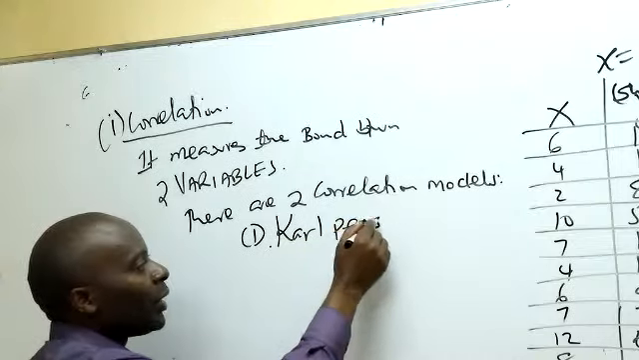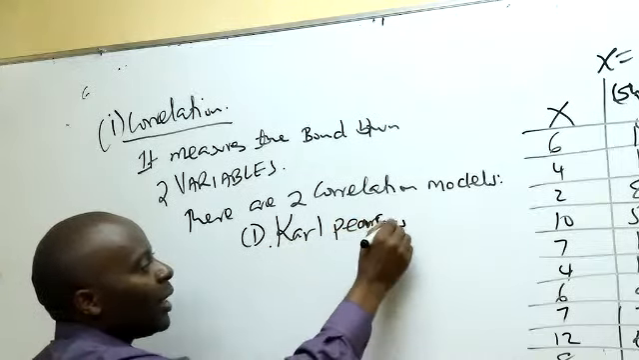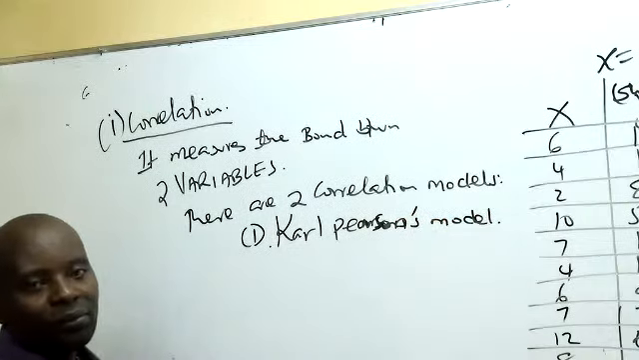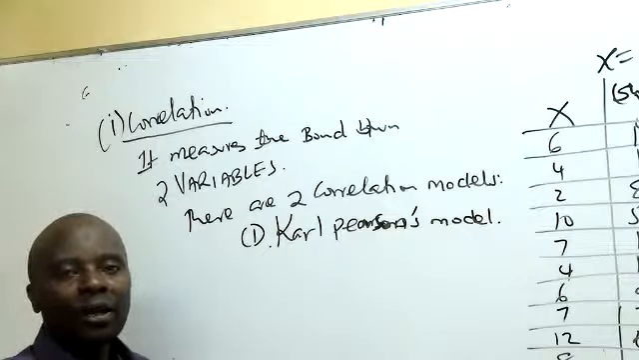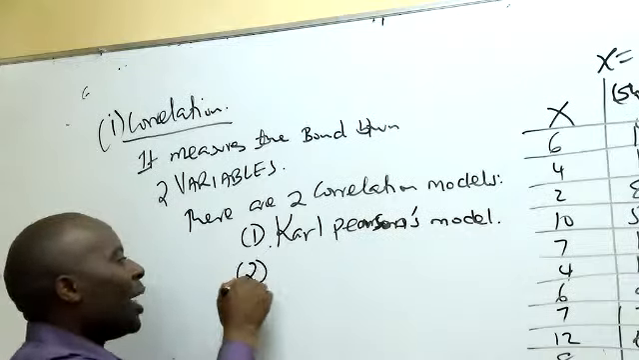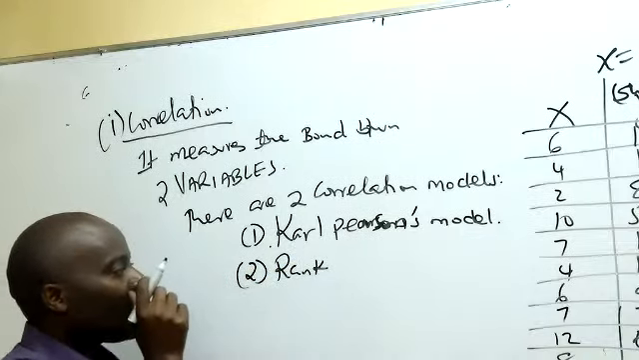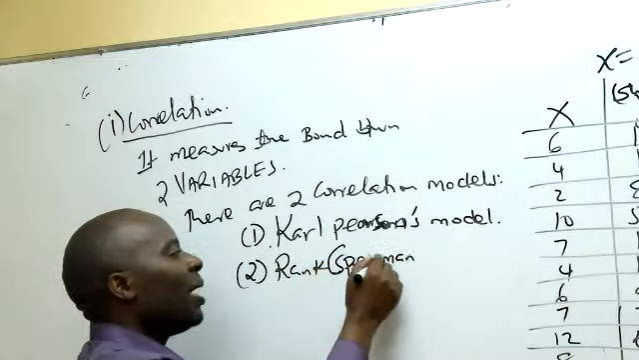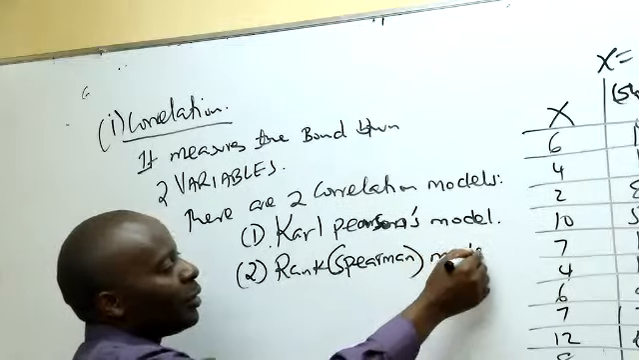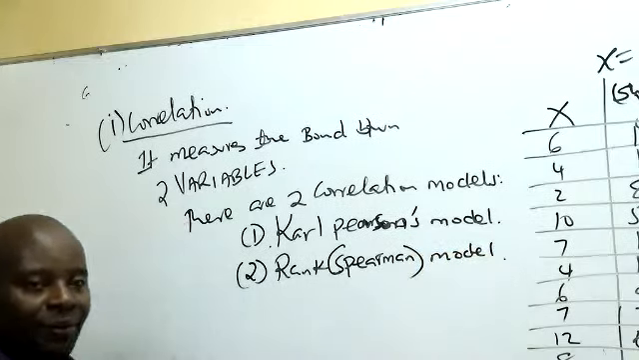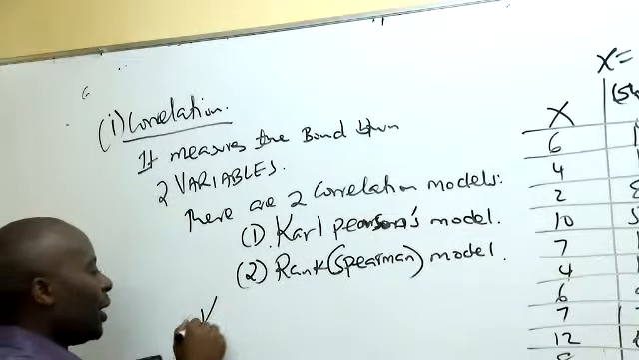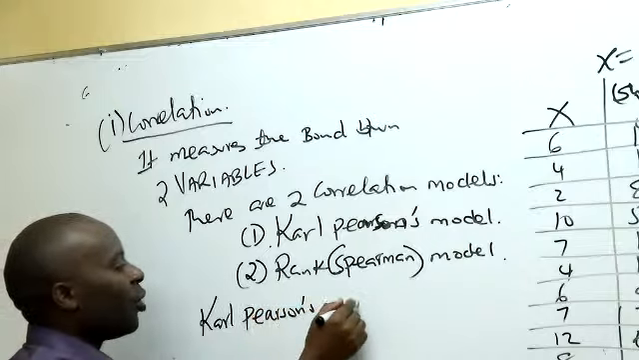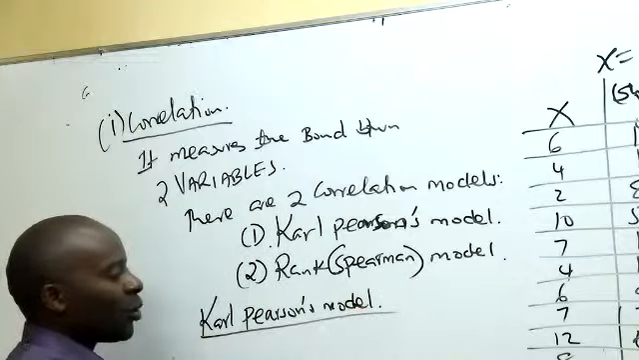Pearson's, like the one they want us to use, the Karl Pearson's model. And then number 2, we have the rank, in brackets here, Spearman model. So we start with the first one, which is the Karl Pearson's model.